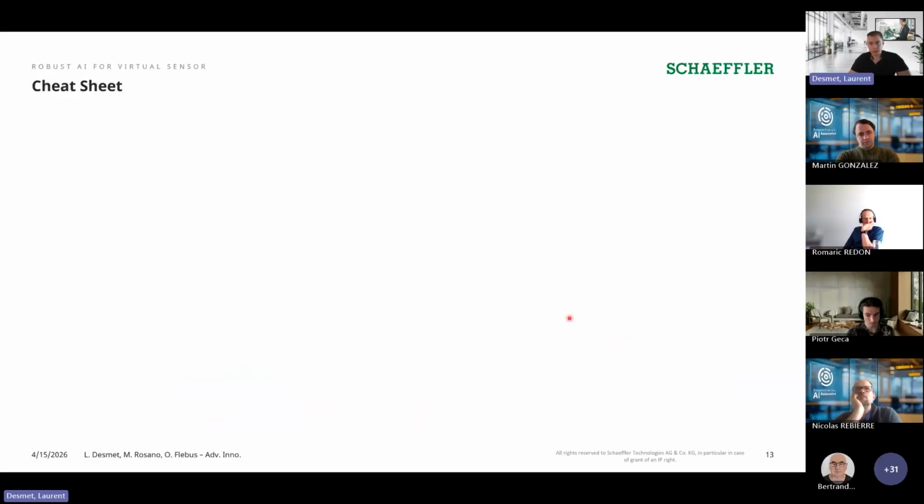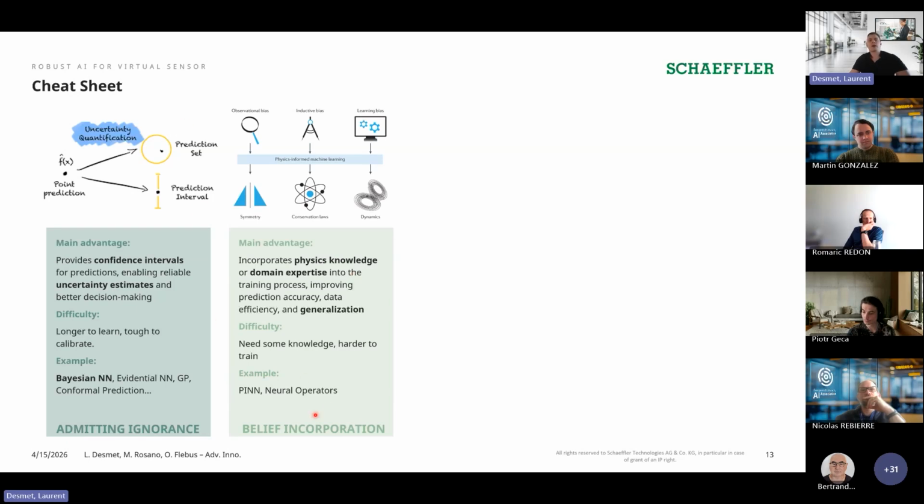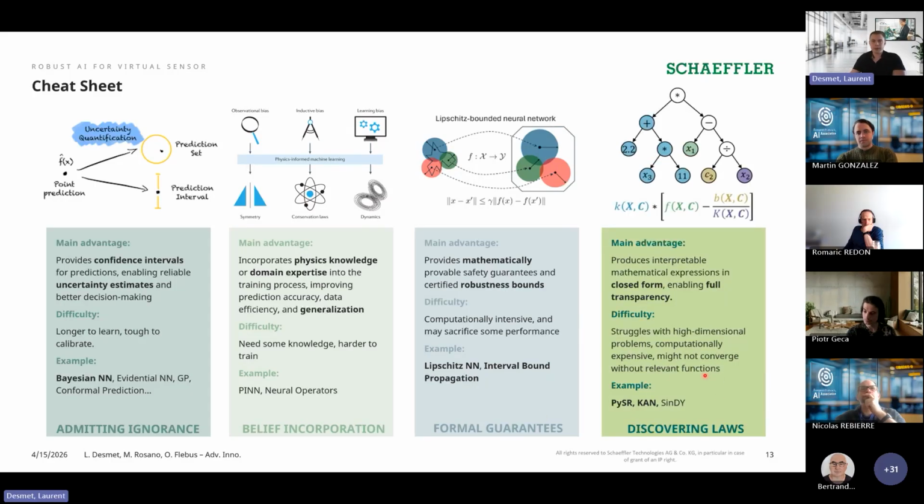Okay, if you get a little lost after these slides, I have a cheat sheet, okay? So the first solution we explored was uncertainty quantification. This will provide a prediction interval, so it's admitting ignorance. You can also rely on scientific machine learning. I talked about physics-informed, but you can also rely on symmetry and so on. To have a robust mathematical guarantee that your model is going to behave like you want, you have formal guarantees, and you have the Lipschitz neural network, which is the algorithm we are going to use. And after that, discovering laws through symbolic regression.